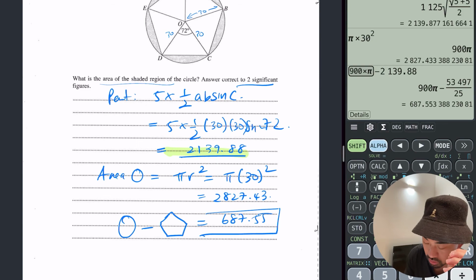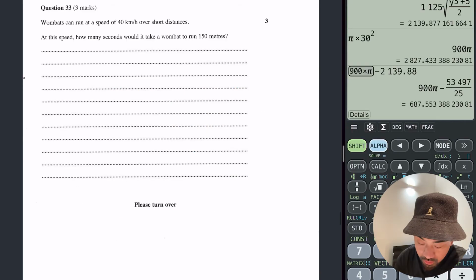2 significant figures. So first significant is 6. This one is going to make this 8 and 9. So 690 centimeters squared. All right, 33.